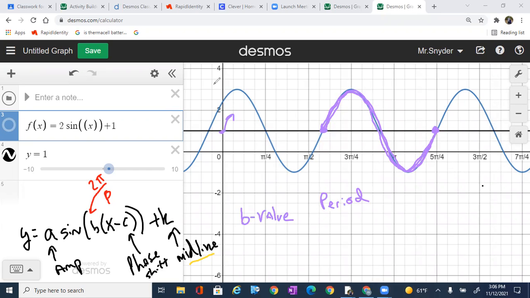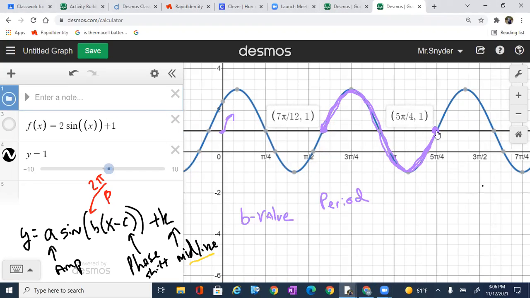Now, we need to find the period first. So I'm going to go ahead and find the intersections for that period. And you can see it's 7 pi over 12. And when we do that, we need to find the distance. The period is going to be that distance from the starting spot to the end. So in order to find the distance, I'm going to say 5 pi over 4 minus 7 pi over 12.